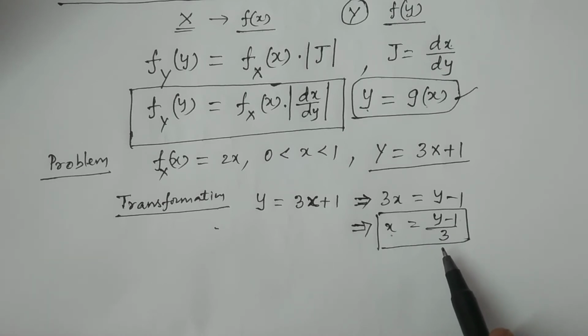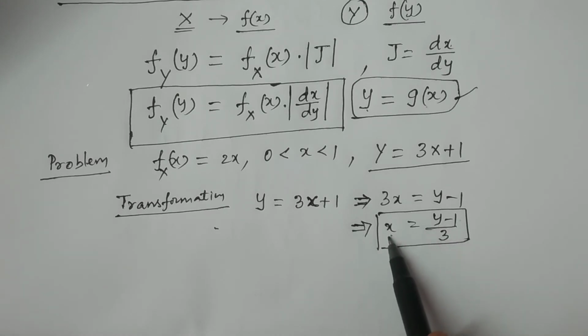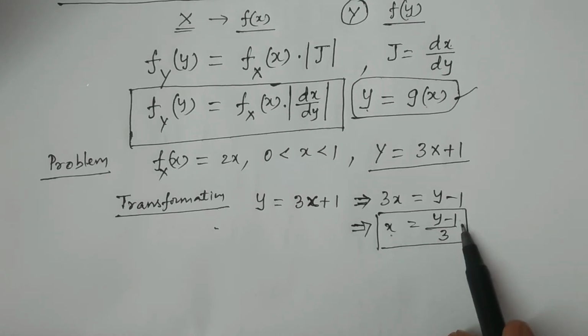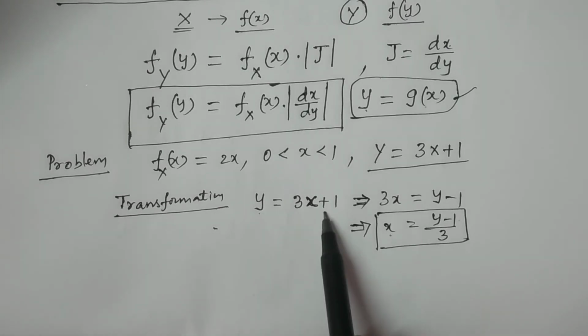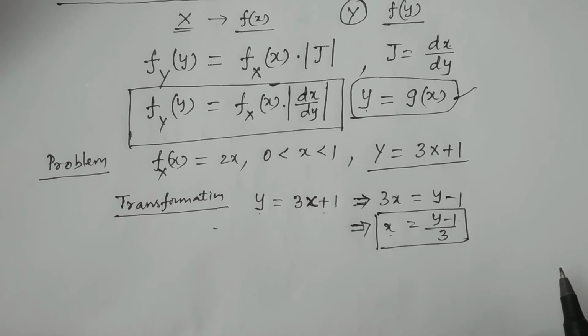So the known variable is expressed in terms of the unknown variable. That is called transformation. The values of y are calculated with the help of x, so x is transformed. You simply remember that if y equals 3x plus 1, then you calculate x, the known variable. That's all. It gives you the transformation.